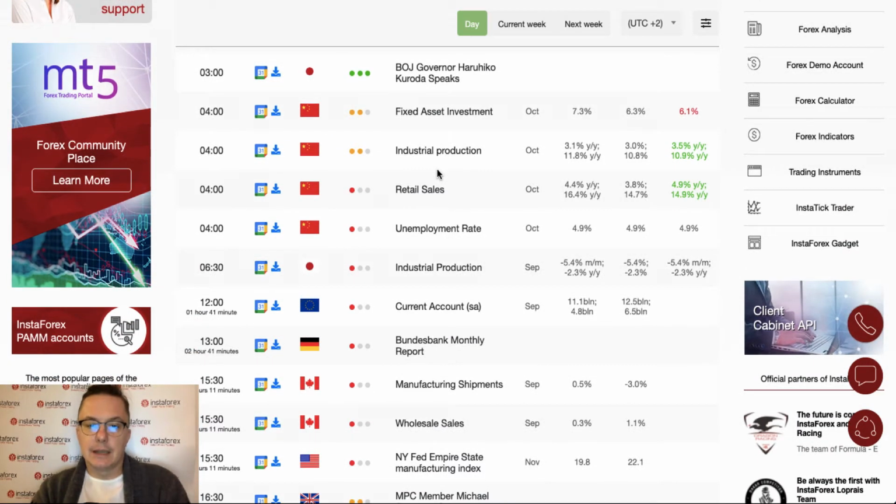And then, of course, the Chinese data were kind of interesting because fixed asset investment was way below the expectations of 6.3 points. The actual number was 6.1, and a month ago this number was 7.6. Industrial production, on the opposite, increased from 3.1% to 3.5%, beating the expectations of 3%.